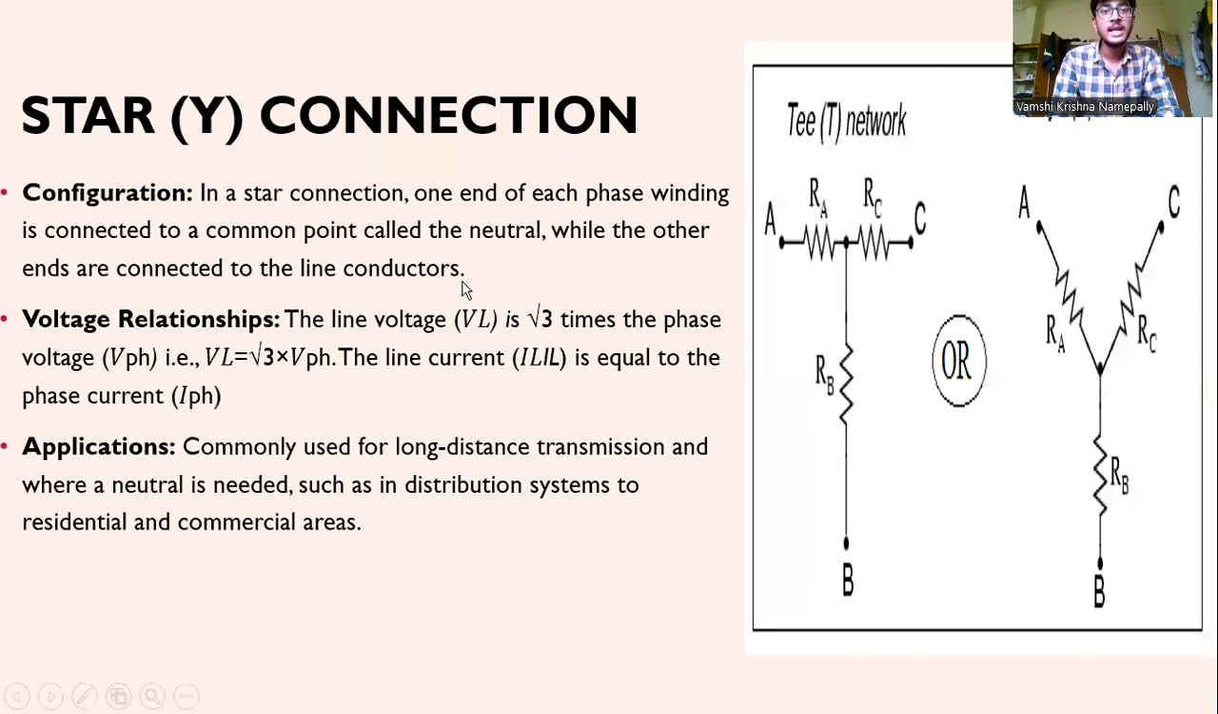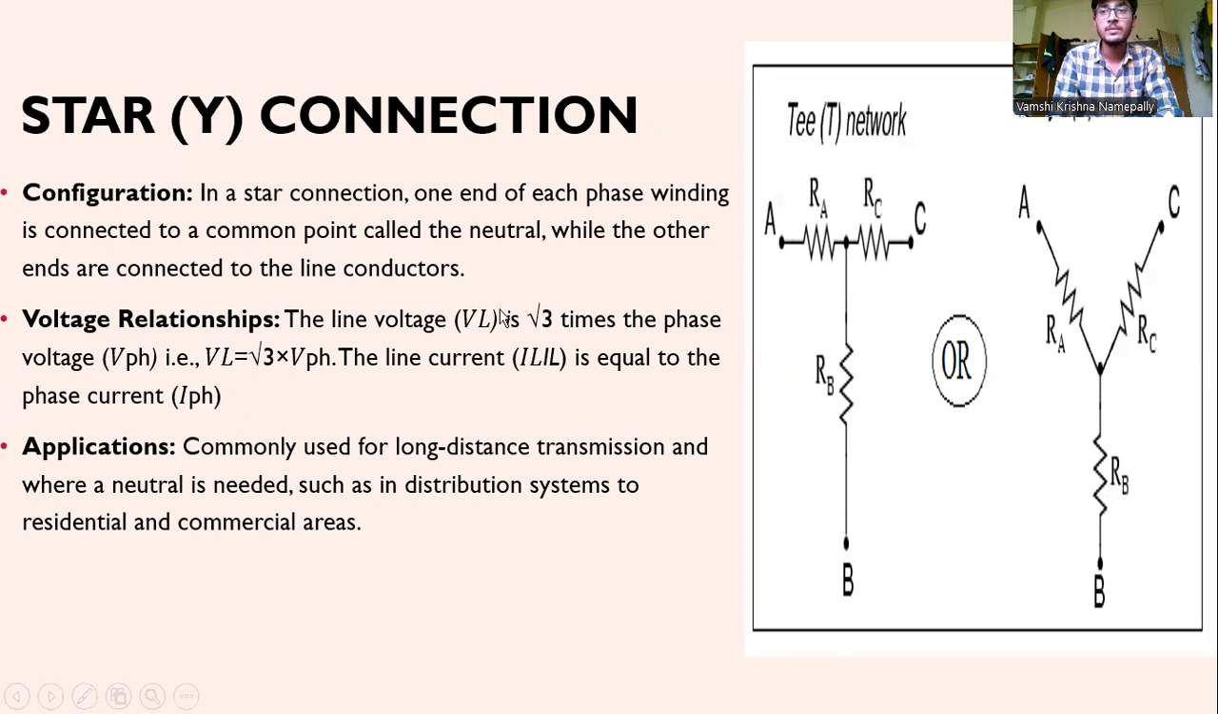Star connection. In a star connection, one end of each phase winding is connected to a common point called the neutral, while the other ends are connected to the line conductors, where all the line conductors are connected end to end and all these conductors are connected to a common point called the neutral point. Talking about the voltage and current relations, the line voltage is √3 times the phase voltage, that is VL equals √3 into VPH. Line current is equal to the phase current.